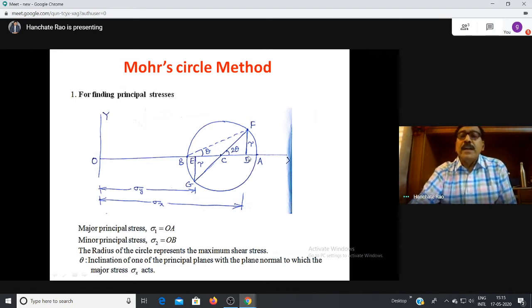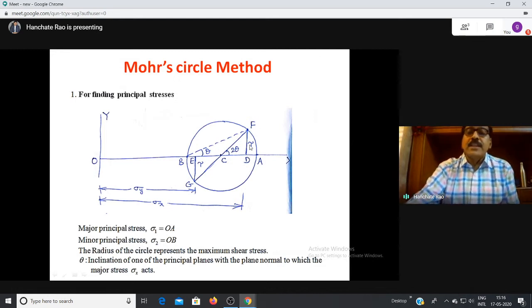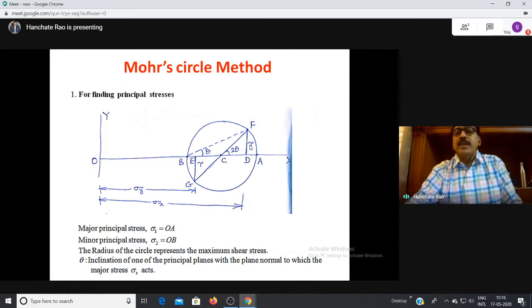Now at D, you draw a vertical line, perpendicular to the x-axis, such that the length of the line DF is equal to tau, the shear stress.